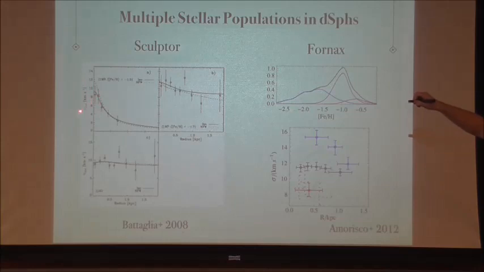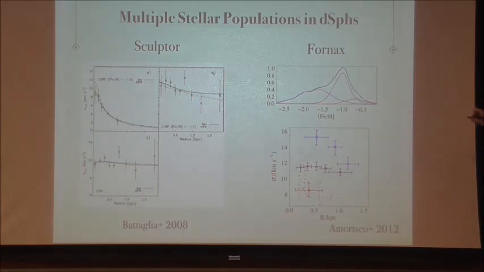If you can't read this, it is the velocity dispersion versus radius. This plot in the upper left is the metal-rich stars in the galaxy Sculptor, and these are the metal-poor stars in the same galaxy. What you can see is that the metal-rich stars have a smaller velocity dispersion than the metal-poor stars. What's not shown here is that the metal-rich stars are much more compact than the metal-poor stars.